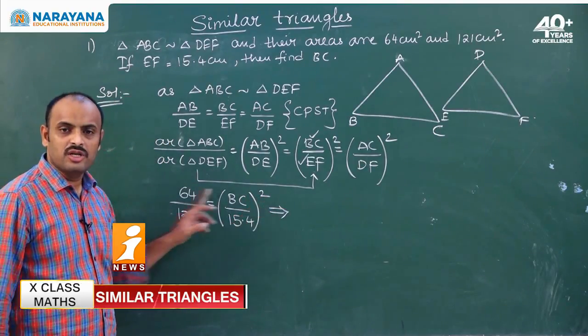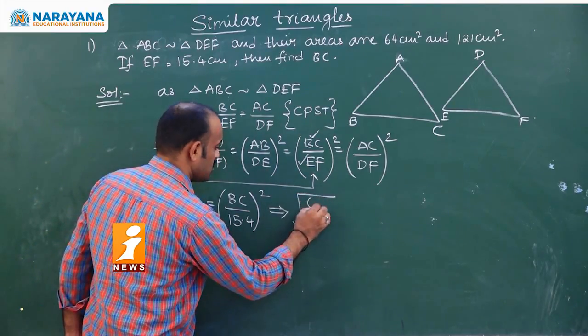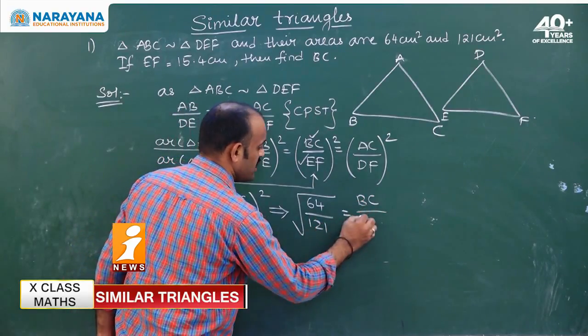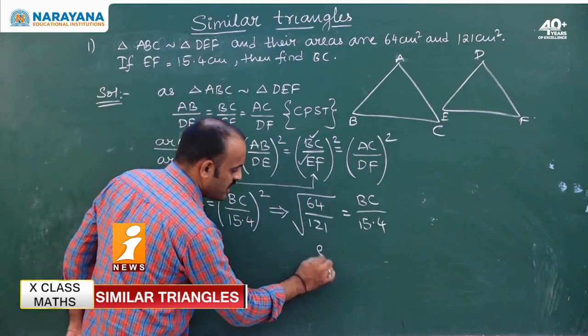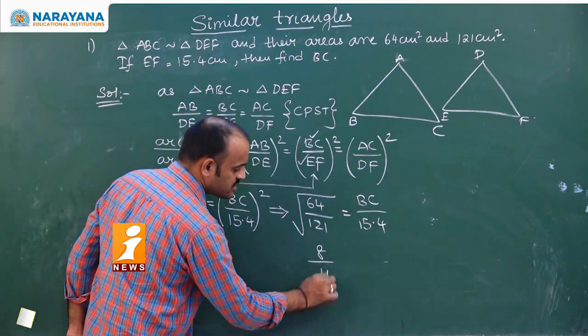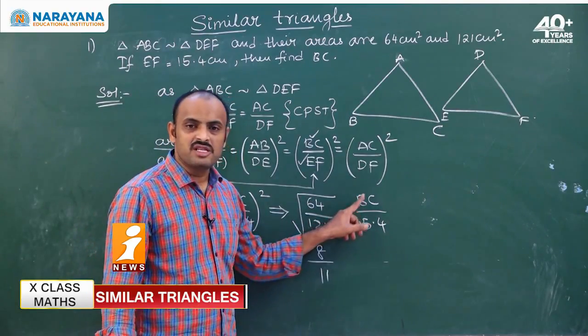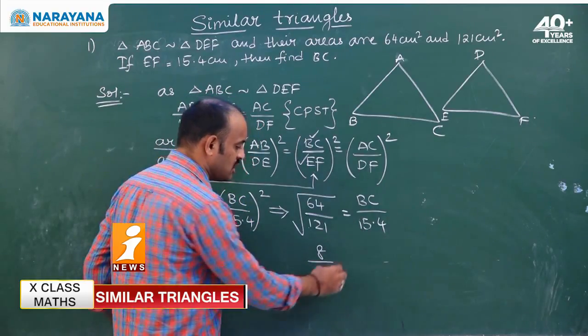If I give the square to the left hand side, it will become root. Root 64 by 121 is equal to BC by 15.4. Root 64 is 8, root 121 is 11. 8 by 11 is equal to BC by 15.4. I will bring that 15.4 to the left hand side.